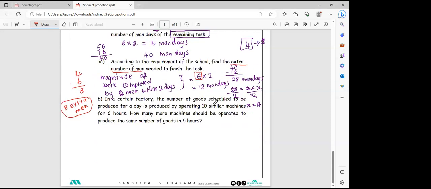Part B, it says, in a certain factory, the number of goods scheduled to be produced for a day is produced by operating 10 similar machines for 6 hours. How many more machines should be operated to produce the same number of goods in 5 hours?